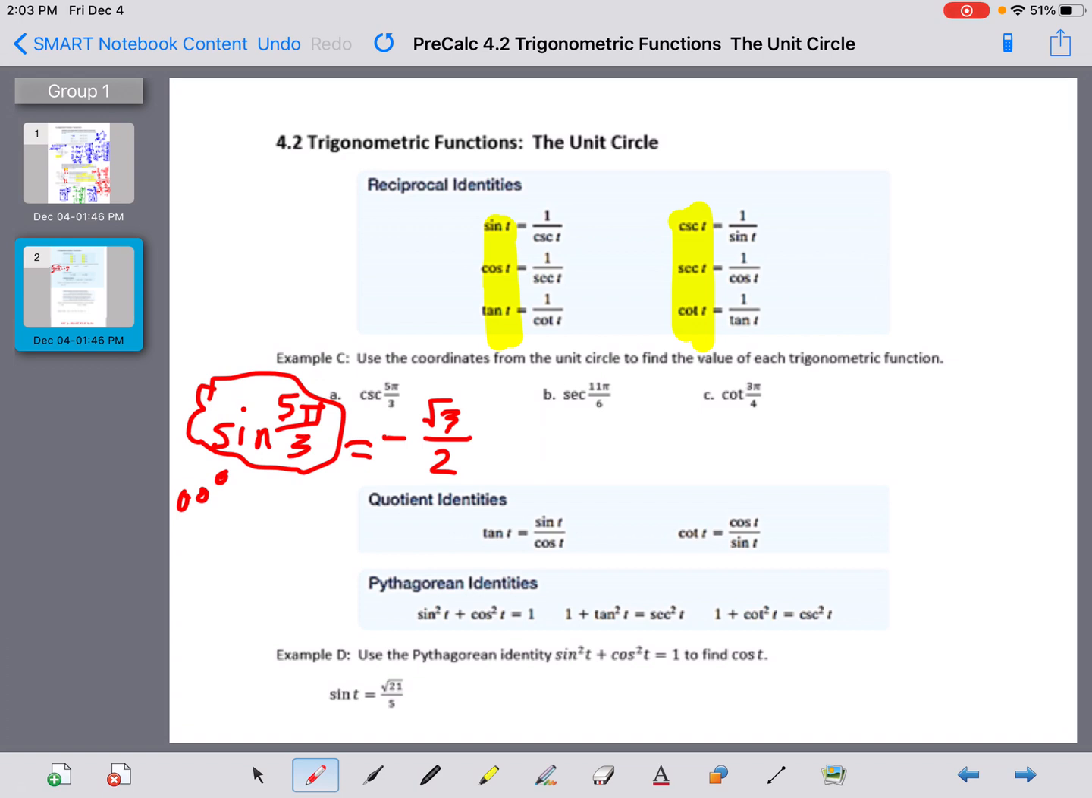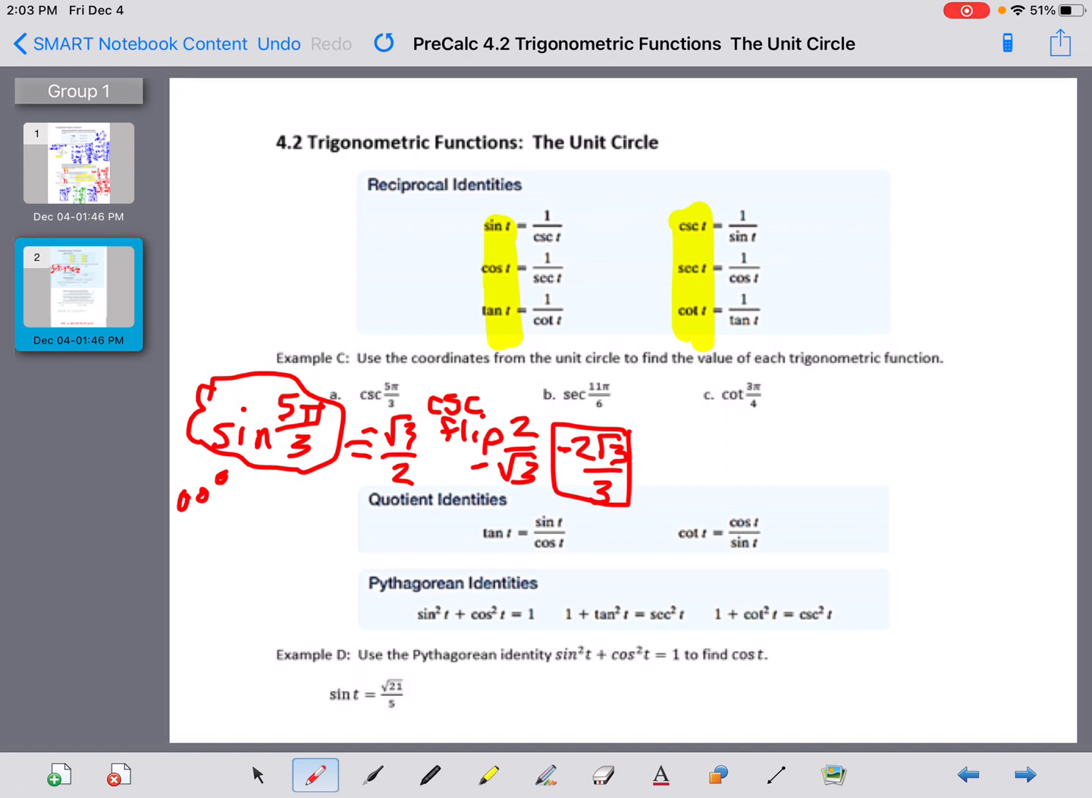Now, for cosecant, though, I need to flip it. Okay, so for cosecant, this is where I take the reciprocal. So I get 2 over radical 3. I can't leave a radical in the denominator, so I rationalize it, and I get negative 2 radical 3 over 3. If you need me to rationalize, let me know, but hopefully I can just do that in my head.